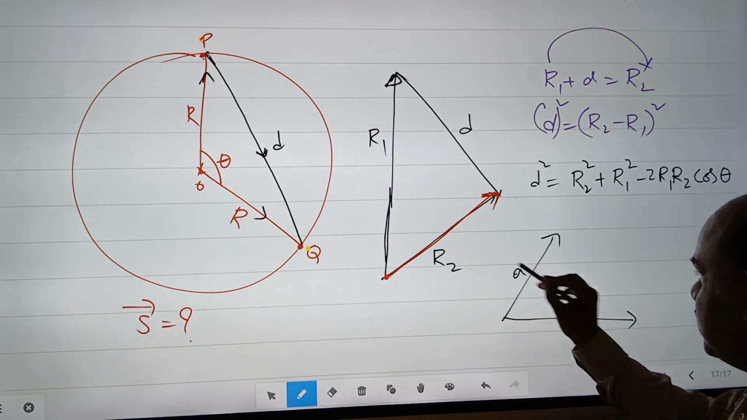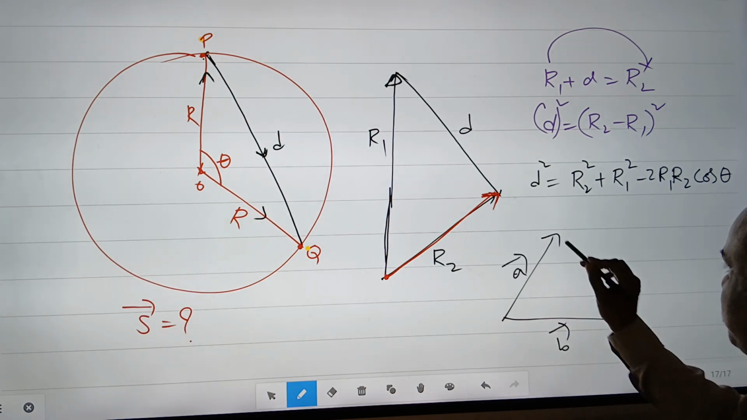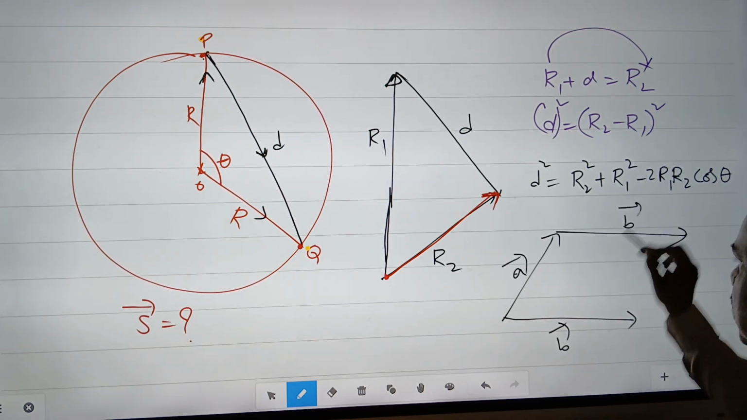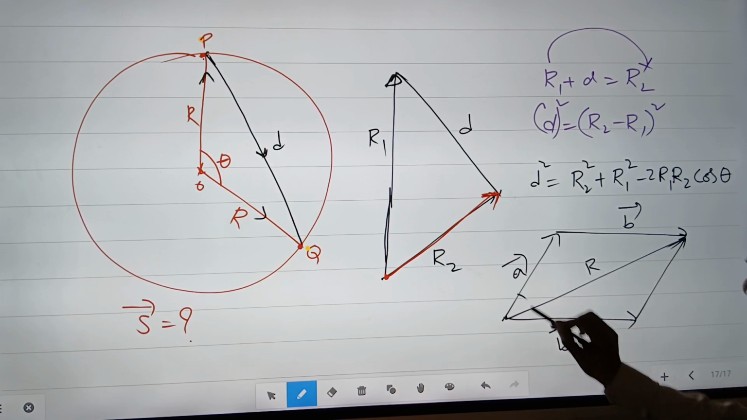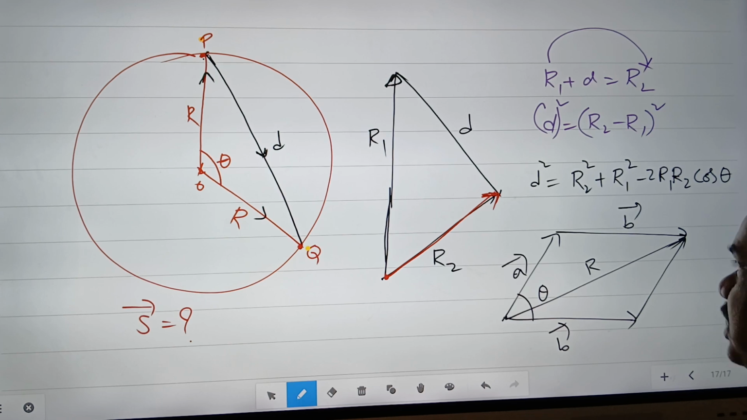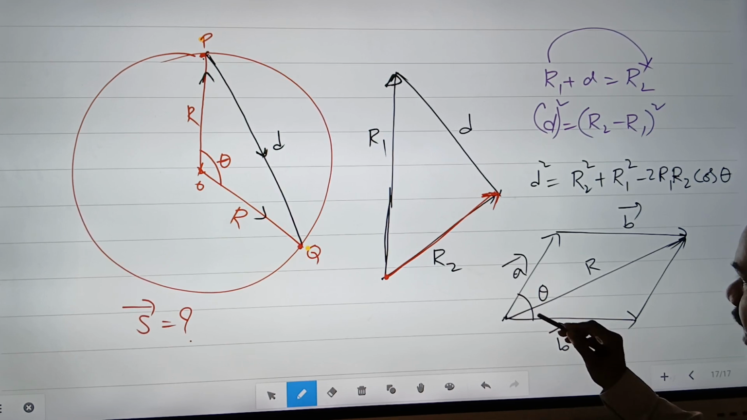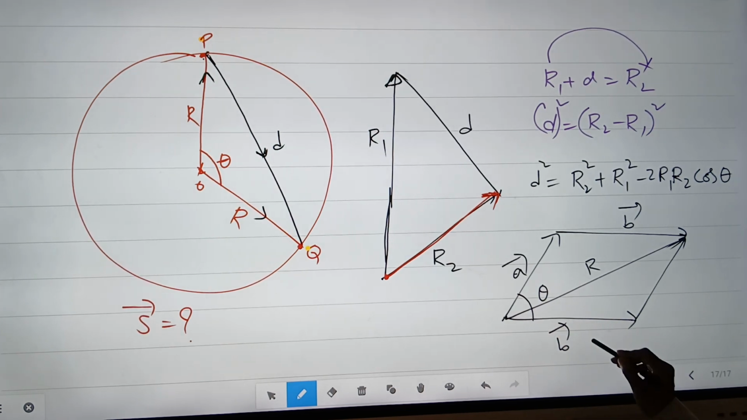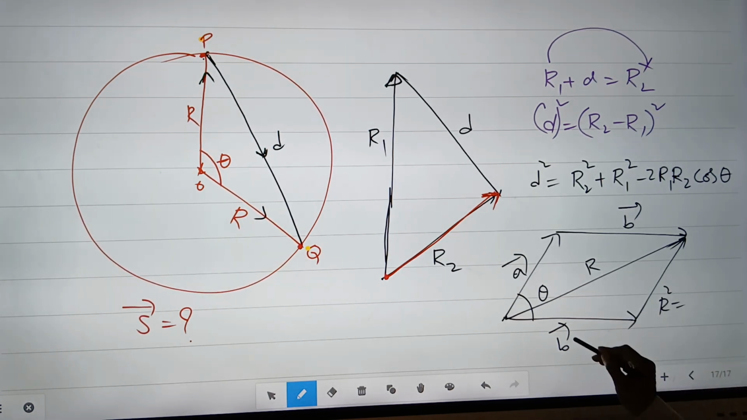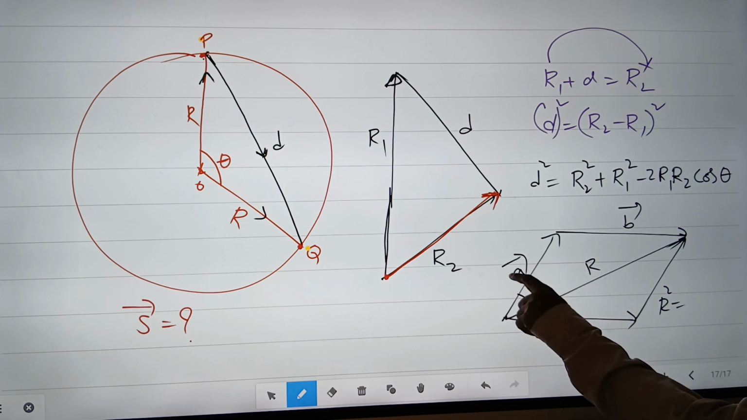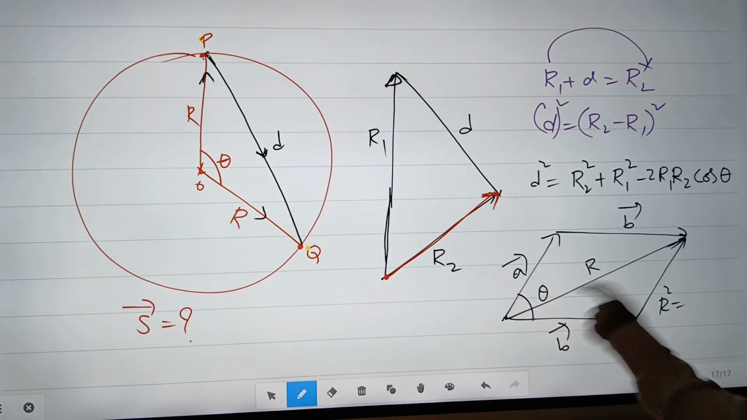This is A vector. This is B vector. Shift this B vector here. Now the resultant would be this one, first vector tail to second vector head. This is the resultant. This is the angle between two vectors. Similarly, if the angle between two vectors is theta, then what is the vector parallelogram law? R square is equal to A square plus B square plus 2AB cos theta.